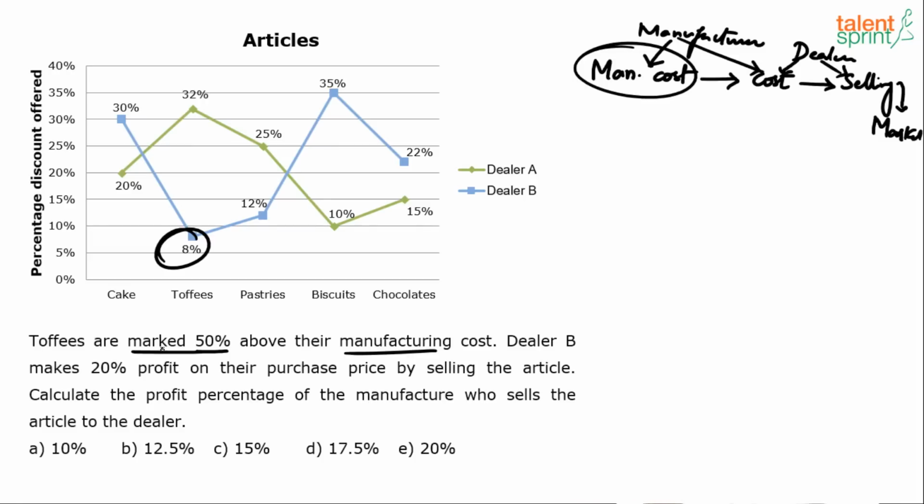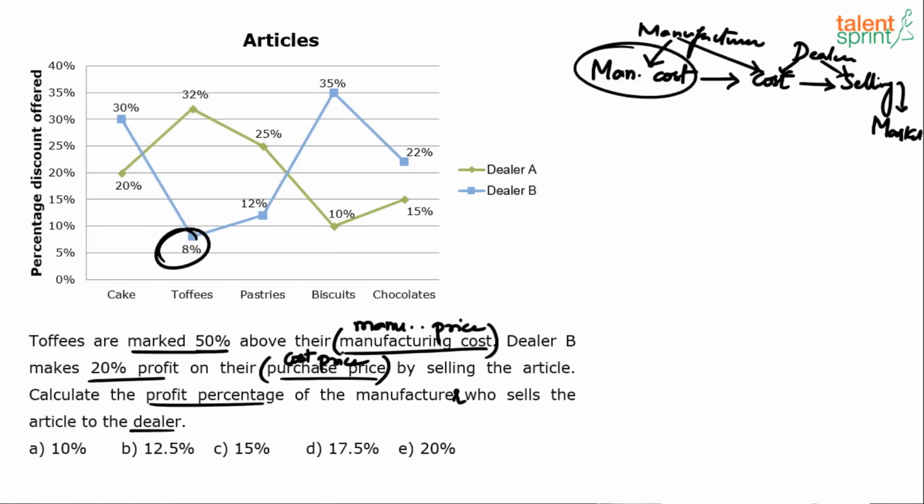So read it carefully. Toffees are marked 50% above the manufacturing cost. Dealer B makes a profit of 20% on the purchase price. This purchase price here is nothing but the cost price. Yes or no? This manufacturing cost is nothing but the manufacturing price. These are two different things. By selling the article. Calculate the profit percentage of the manufacturer, of the original person who sells the article to the dealer.